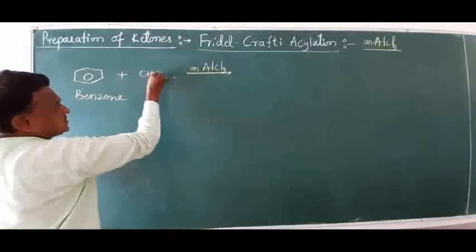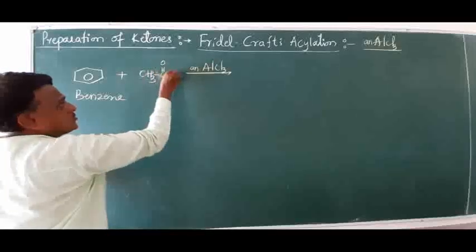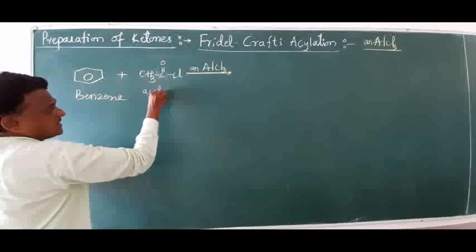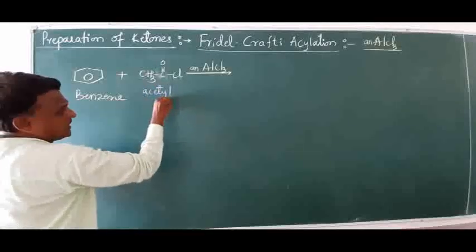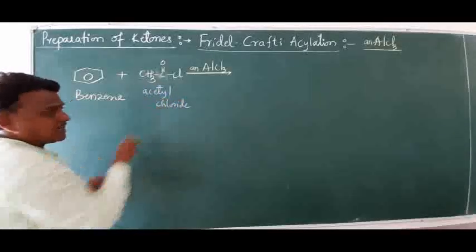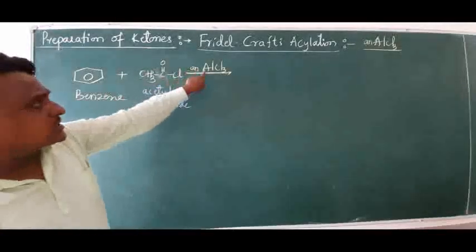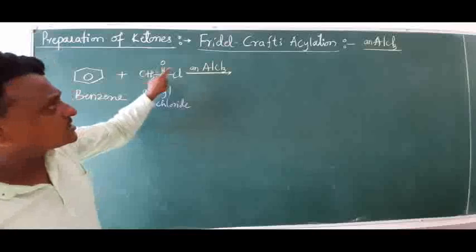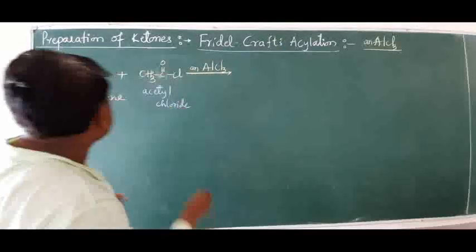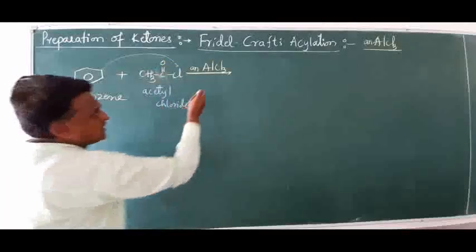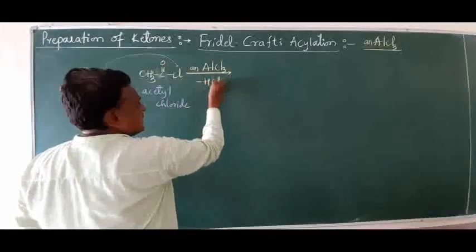For example, CH3, C double bond O, Cl. We know the name of this compound is acetyl chloride. I repeat, benzene reacts with acetyl chloride in presence of anhydrous aluminum chloride. This is called acylation, and one hydrogen combines with Cl to form HCl.